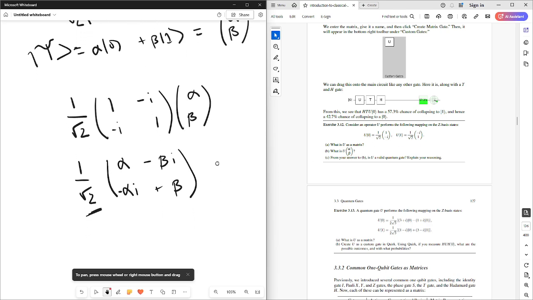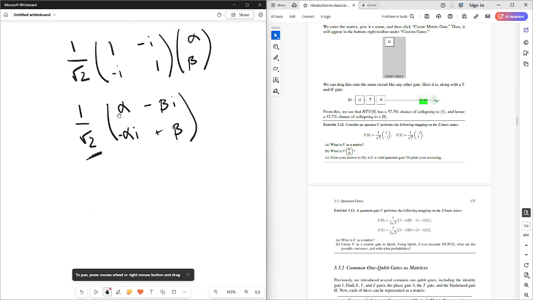So from your answer to B, is U a valid quantum gate? That depends on whether this sums to 1. So we know that alpha squared plus beta squared is equal to 1. We need to see that this holds, so let's take this through.